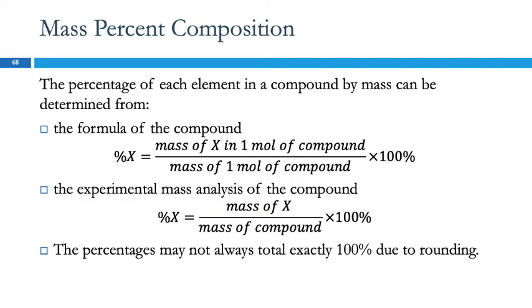So you can calculate the percent of each element in the compound. And then if you add them up, theoretically, they should be exactly 100, right? But we're not using exact masses, and so it might be 101 or 99%, something like that. That's okay.